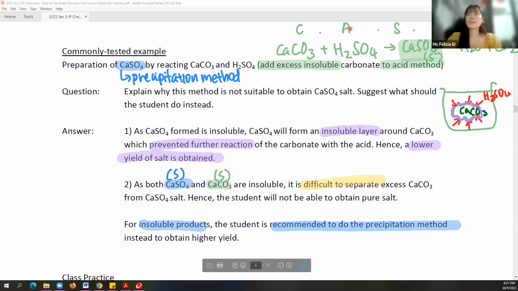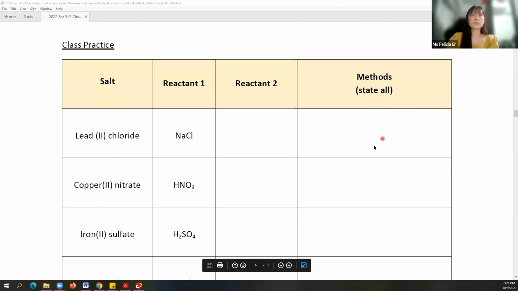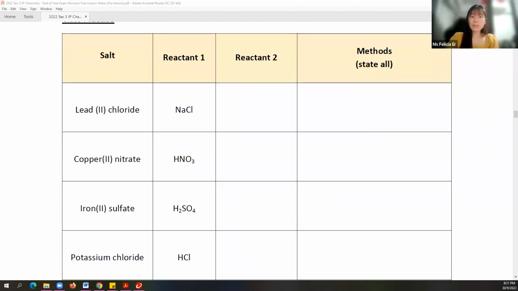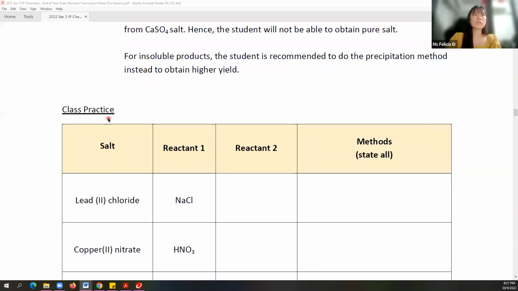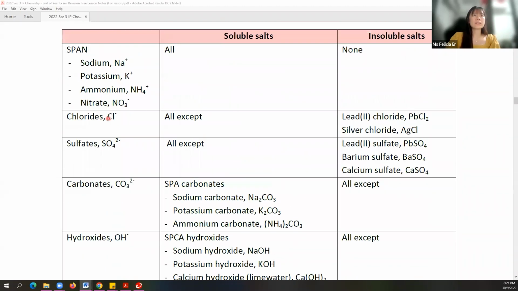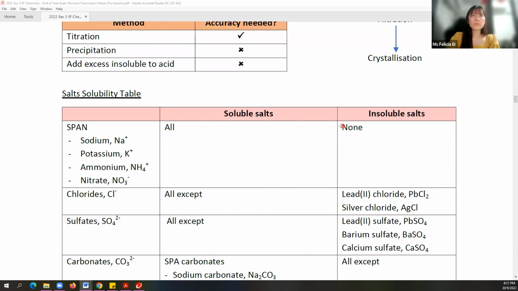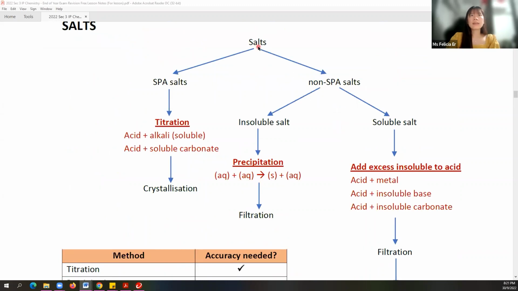Okay, moving on. So now let's train you to see whether you are able to tell which method to use out of the 3 methods. Let me demo maybe the first 2 for you, then the rest you do on your own. For example, the first one over here, they say that you want to produce lead 2 chloride. Same thing, first always check the solubility and the flow chart. So let's check lead 2 chloride. Based on this solubility table here, lead 2 chloride is insoluble. So if it's insoluble, you follow the flow chart. Lead and chloride are not spar and they are insoluble. So that's why the answer will be precipitation method.